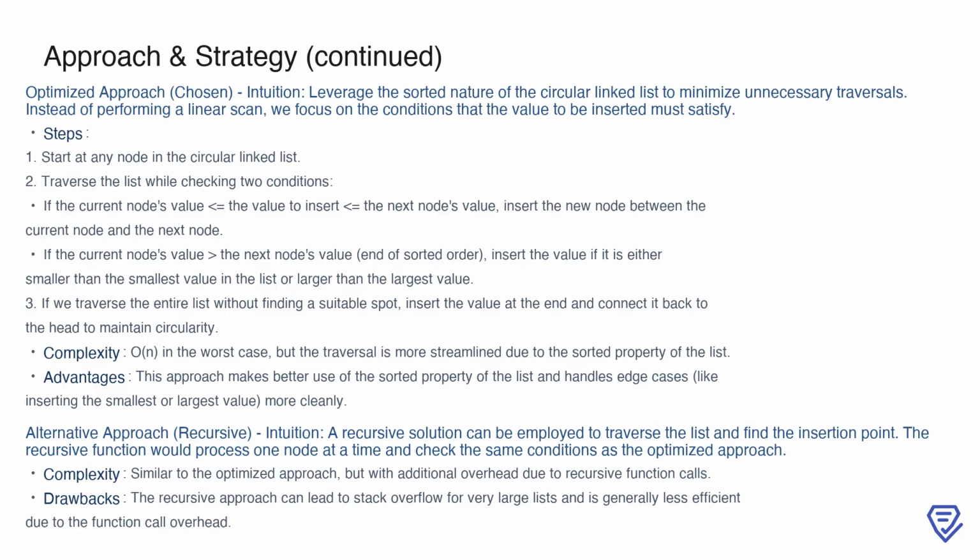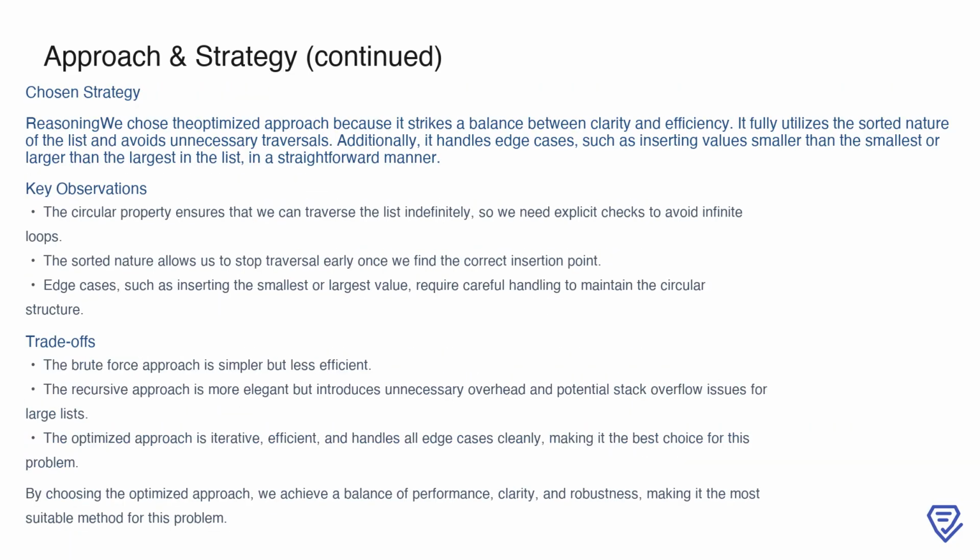We also considered a recursive variant of this approach, but it introduces additional overhead from function calls and risks stack overflow for very large lists, which makes it less practical. The optimized approach was chosen because it strikes the right balance between clarity and efficiency. It fully utilizes the sorted nature of the circular linked list, reducing unnecessary traversals and cleanly handling edge cases like inserting the smallest or largest value.